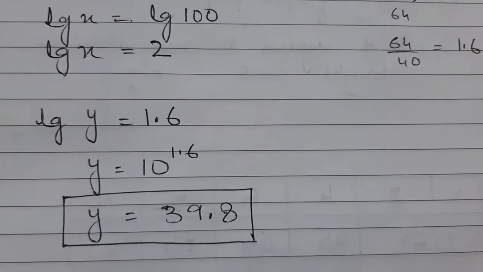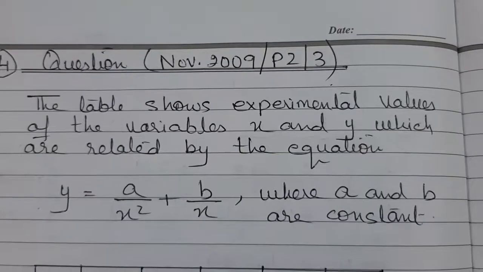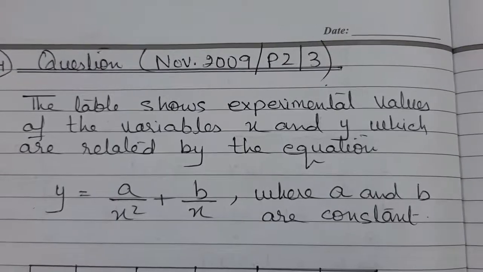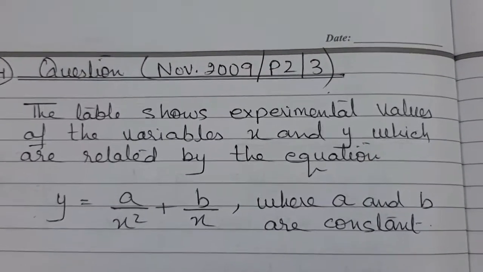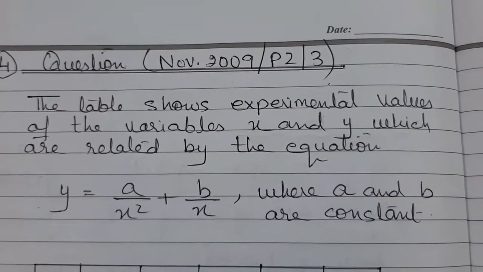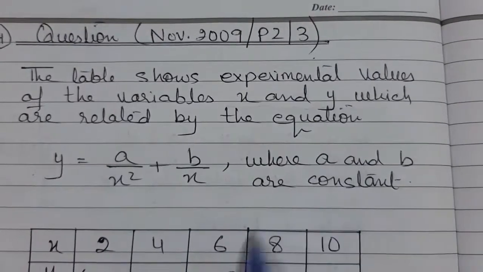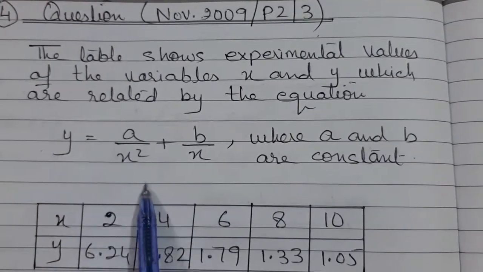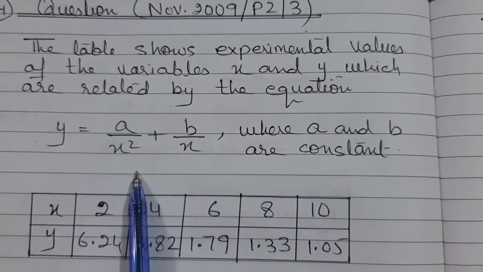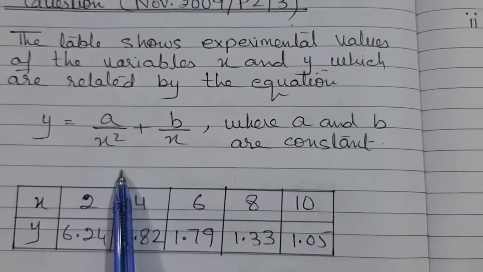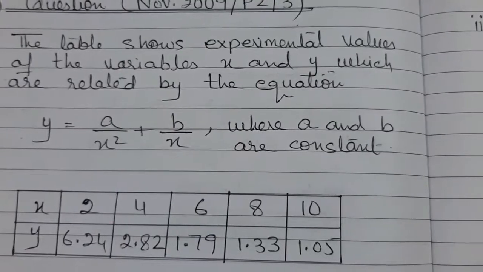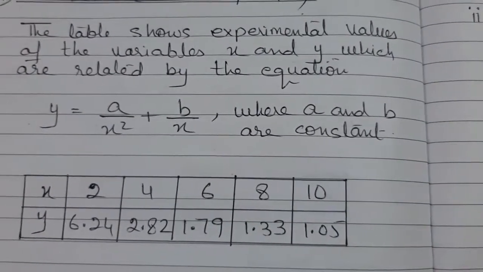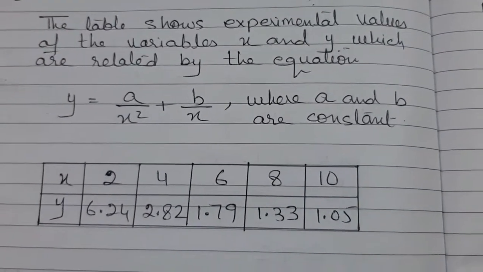So one more example in which we will plot a graph. Now this question I have picked up from November 9, paper 2, question 3. The question is saying the table is showing experimental values for this equation, right? So now you can say this is not in a linear trend form, so you have to change this equation. Now let's see what the question is telling you further.